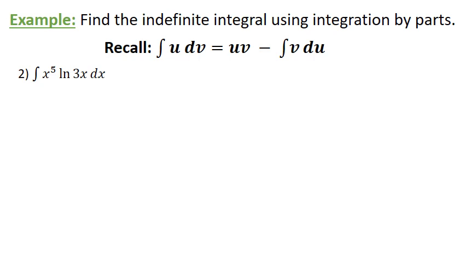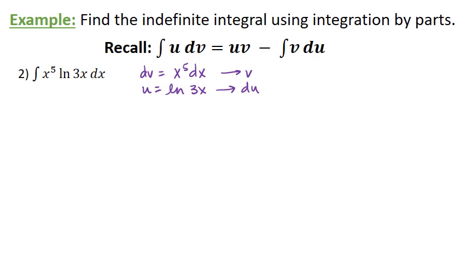So recall, you need to identify two things in this problem. First, you need to identify dv, and then you also need to find u. Now, in this case, you will want dv to be x to the 5th dx. You don't want dv to be the natural log portion because you're going to have to integrate this to find v, and that's pretty complicated. So if dv is x to the 5th dx, then whatever is remaining is u, so that will be natural log of 3x.